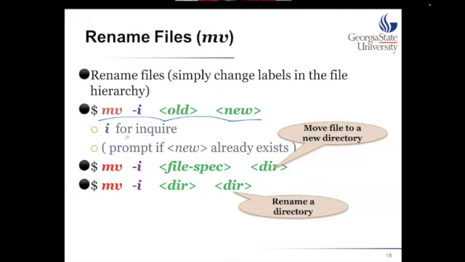In that case, if you use the -i option, it will show you, hey, you are trying to move a file that already exists. Do you want to overwrite or not? If you want to overwrite, you will go ahead. If you don't want to do that, you will come back. So that is the reason for using the -i flag. You can also use the mv command to simply rename your files or directories, right?